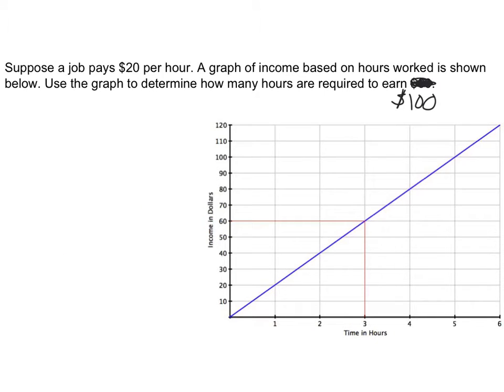So now let's change the problem a little bit. So now we're going to make it so it's $100. So now go ahead and pause the video and see how long it would take for them to earn $100. Then hit play and see how you did. Okay, so for this one, you should have gotten that $100 is equal to 5 hours of work.